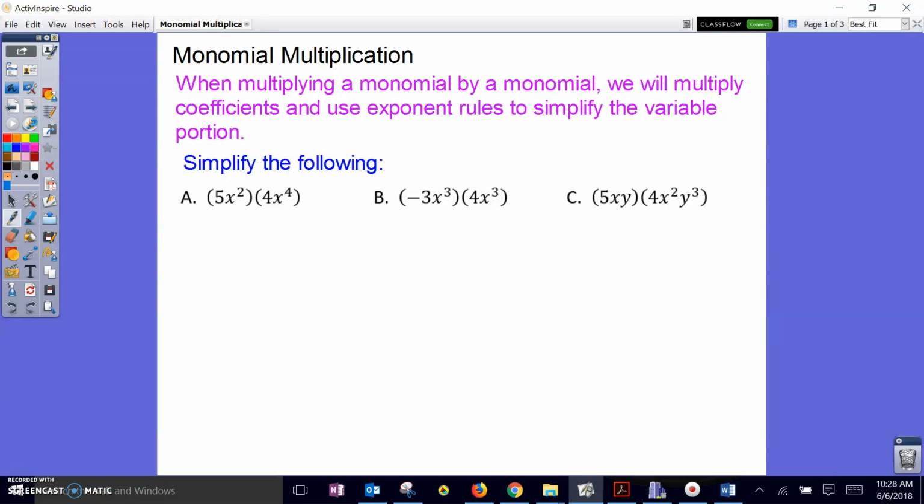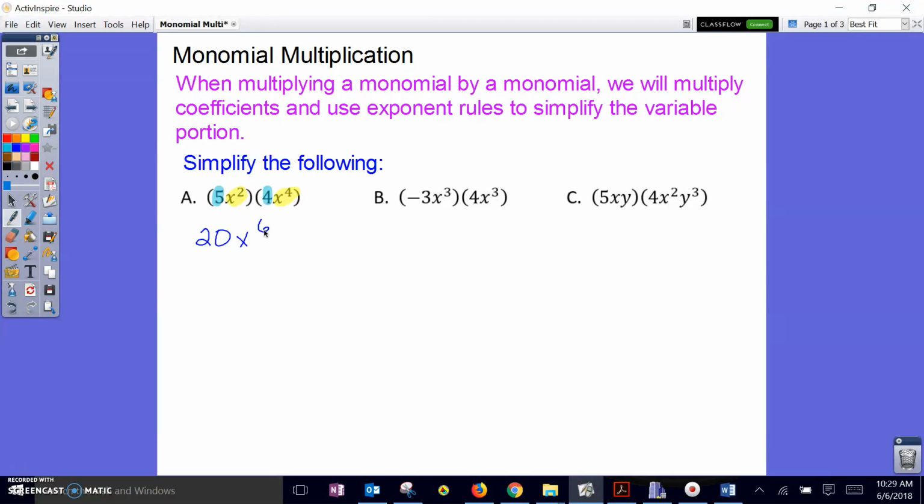So we'll start with our first example, 5x squared times 4x to the fourth. We're going to take the numerical portion, the coefficients, and multiply those together. 5 times 4 gives me 20. And then we will look at the variable portion. We've got x's in both. We've got an x squared times x to the fourth. When we multiply two exponent expressions with the same base, we leave the base the same and add the exponents. So that's going to be 20x to the sixth.